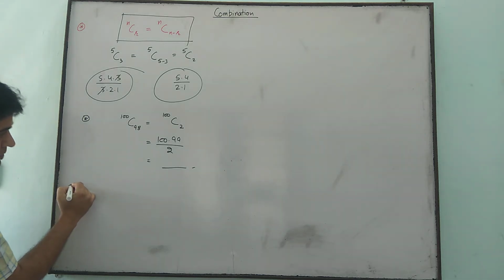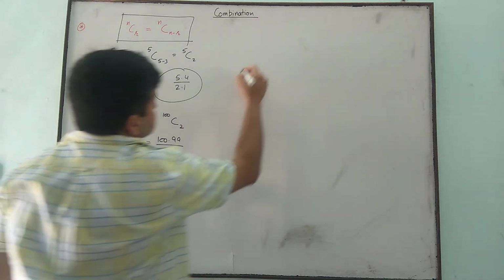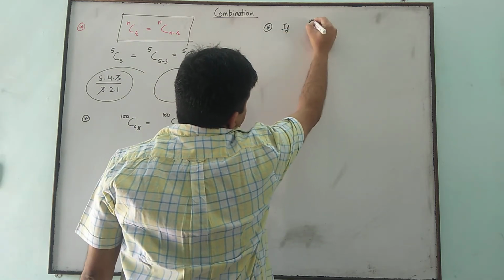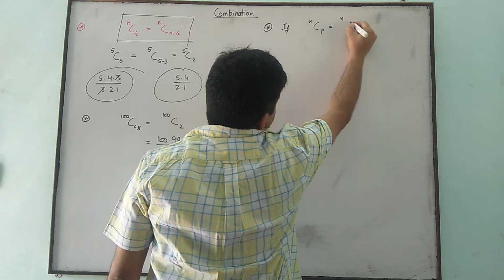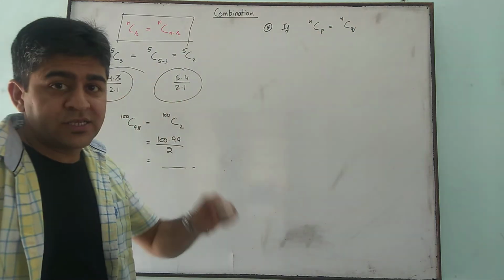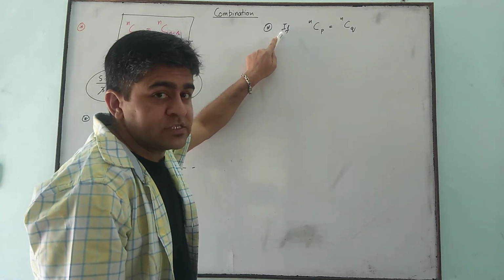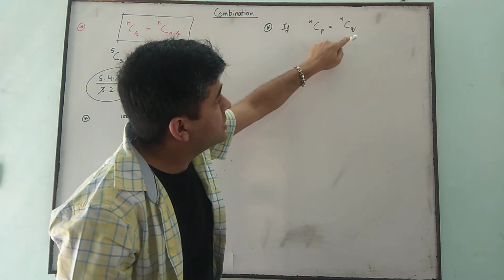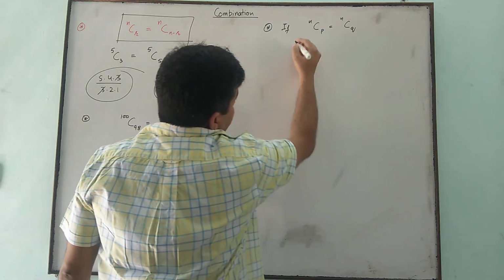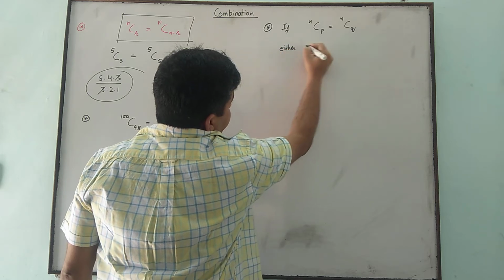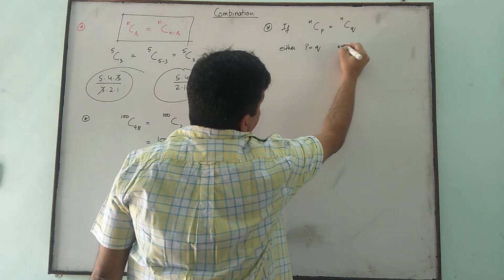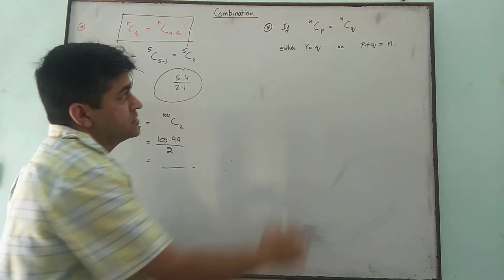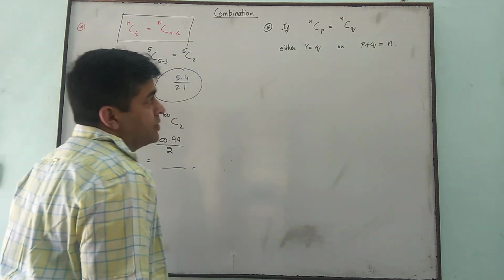Second is, suppose nCp is equal to nCq, a condition given. "If" always means a condition is given. So if nCp is equal to nCq, then either p is equal to q or p plus q will always be equal to n. The sum of these two will be equal to the top, right?